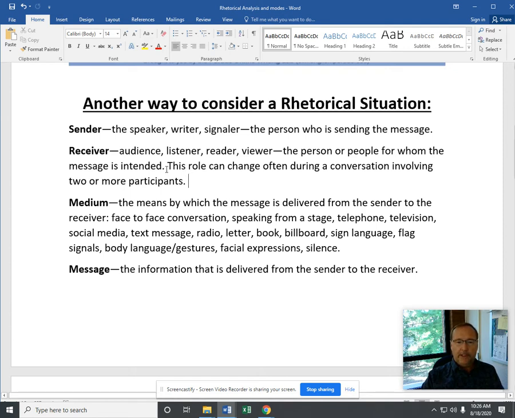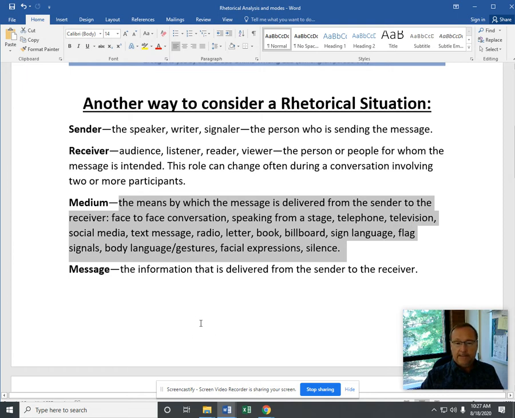Continuing with the receiver, this role can change often during a conversation involving two or more participants. So the sender and the receiver go back and forth if we have an exchange or a committee meeting in which a lot of people are speaking back and forth. The medium is the means by which the message is delivered from the sender to the receiver. Face-to-face conversation is a medium.